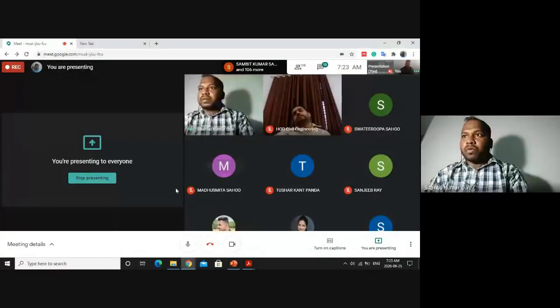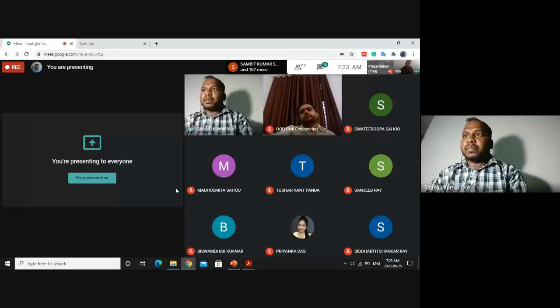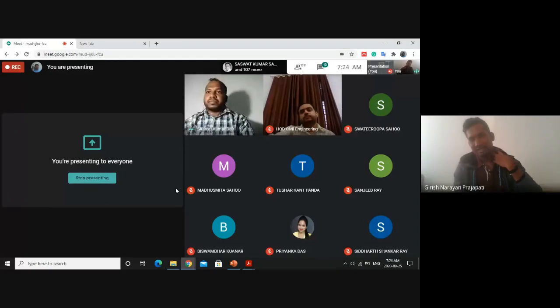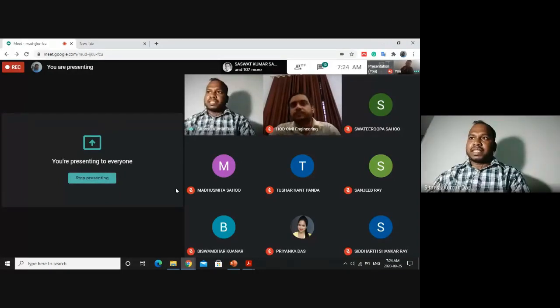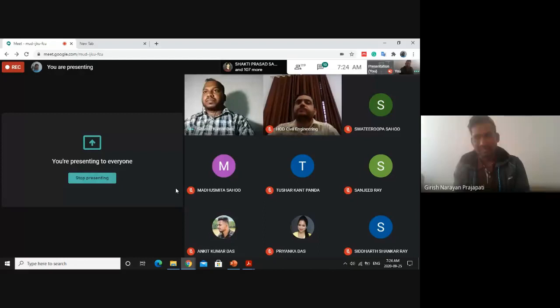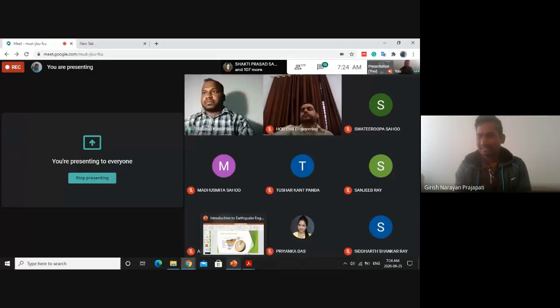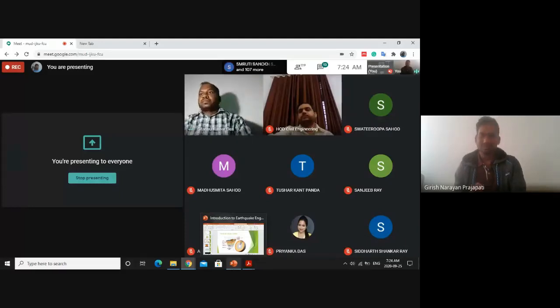Okay. What can be the highest possible intensity of an earthquake practically possible on Earth? What is the maximum? The maximum intensity is 12, but we have seen 11 intensity also. There is already an earthquake where the intensity was 11. So that's why they have ranked it from 1 to 12. We have not seen intensity 12, but we have seen 11.